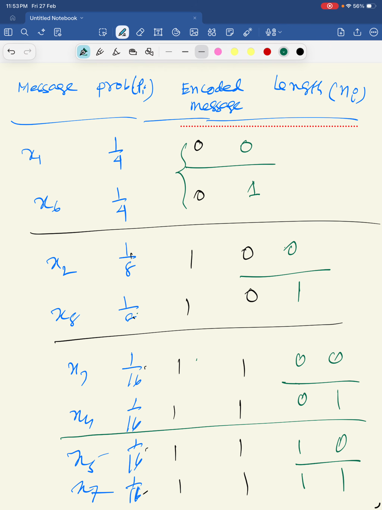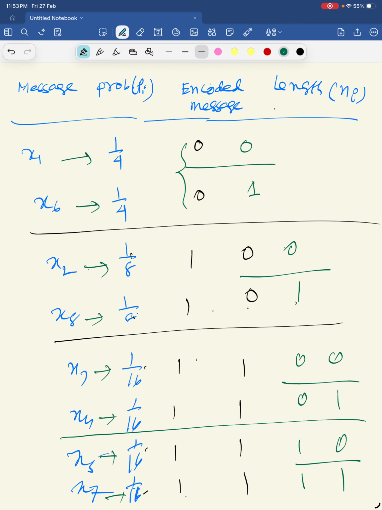Now we have to calculate the length of each code. For x1, whose probability is 1 by 4, we get the code 00, encoded message. So x1 is 00, x6 is 01, x2 is 100, x8 is 101, x3 is 1100, x4 is 1101, x5 is 1110, and x7 lastly 1111.